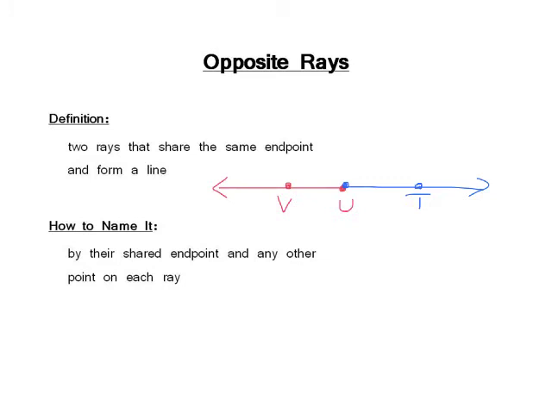So I could say, okay, I've got UT and I've got UV. Okay, notice that I always start at the endpoint and then go to the other point.